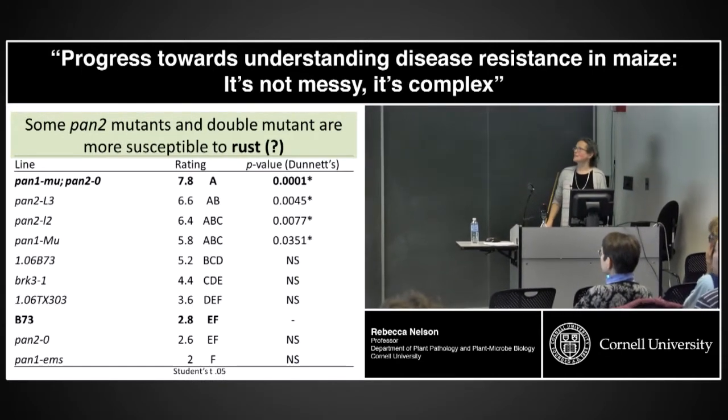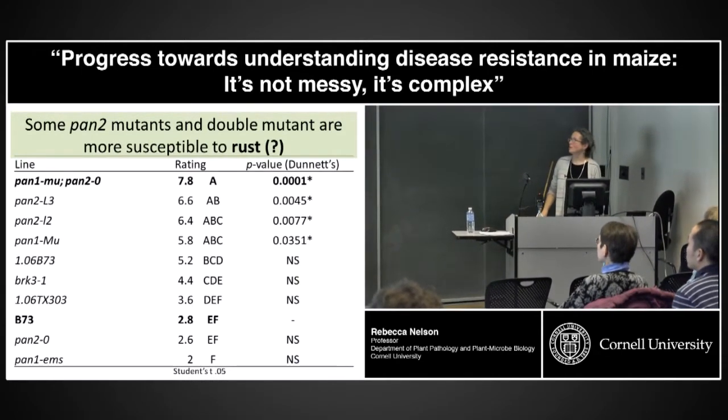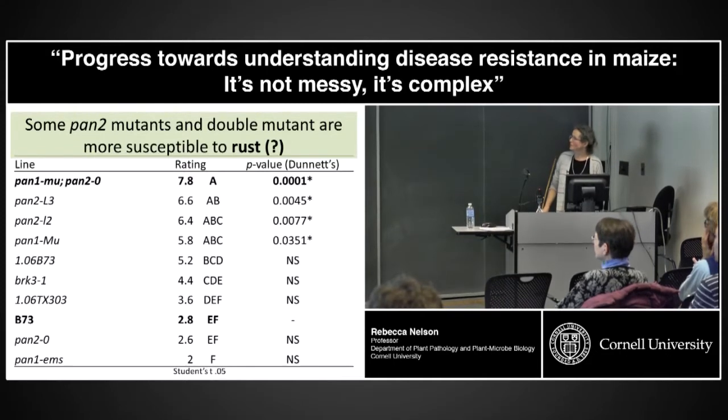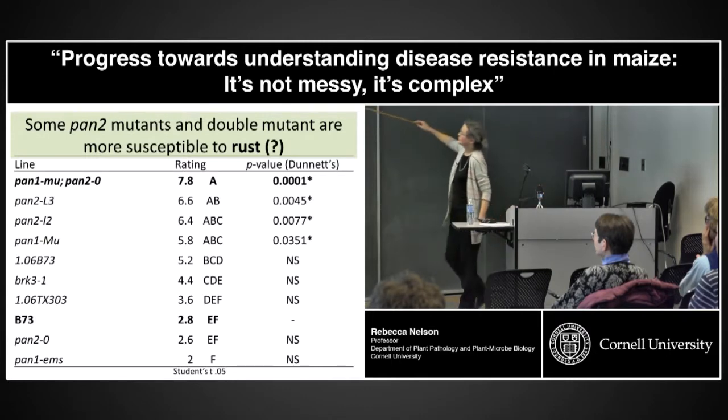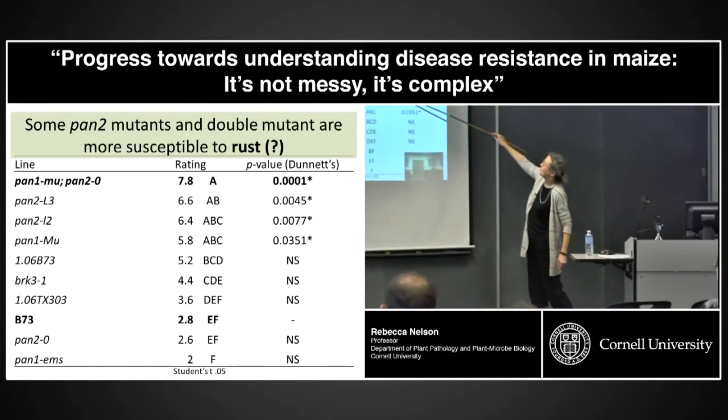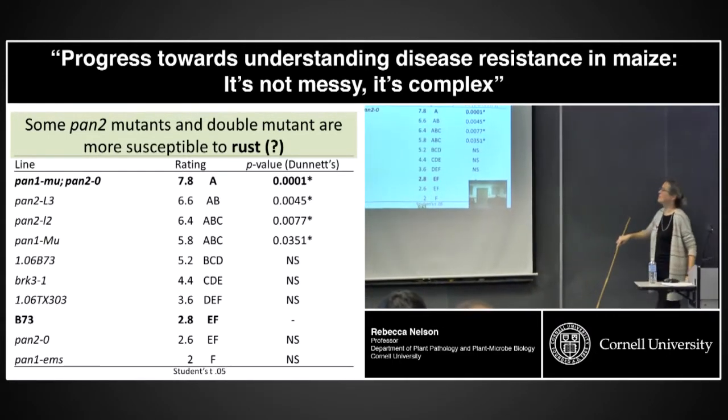Interestingly, rust looks like it's not more resistant, but rather more susceptible in the PAN mutants. So here you have B73 and the PAN mutants being more susceptible to rust.